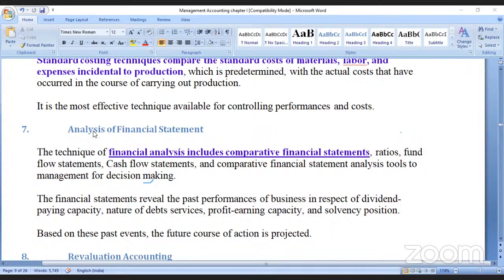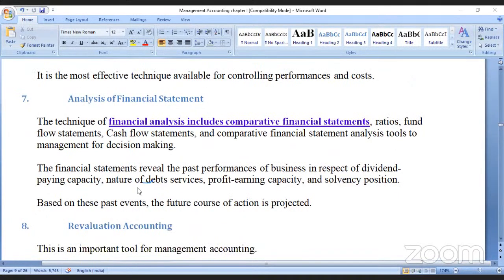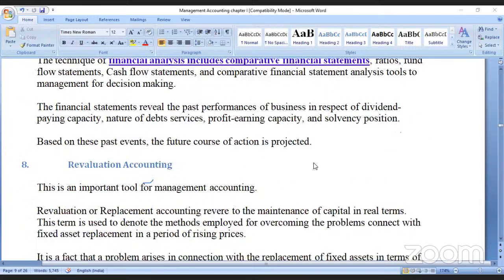Okay, so with these financial statement analyses, we'll get all kinds of data and we'll make decisions. Based on the past data, the future course of action is projected. And then, revaluation of accounting.